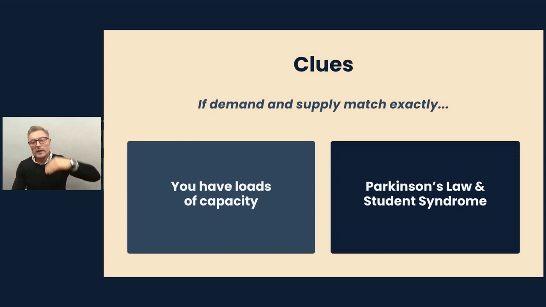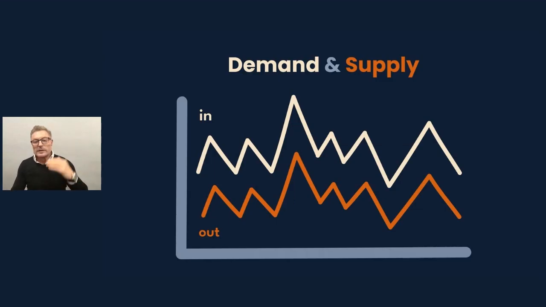It means that you have the capacity to flex, and what's happening is this thing, Parkinson's law, work expanding, or the SLA-driven student syndrome. It means that people are only working to the demand that comes in. So if you see a profile where in versus out is following the same pattern, you know that you have more capacity in the system than you think you do. So that's the first bit of data we want to get.